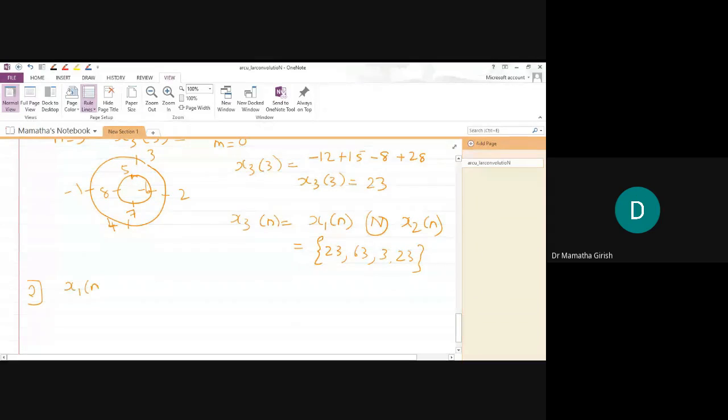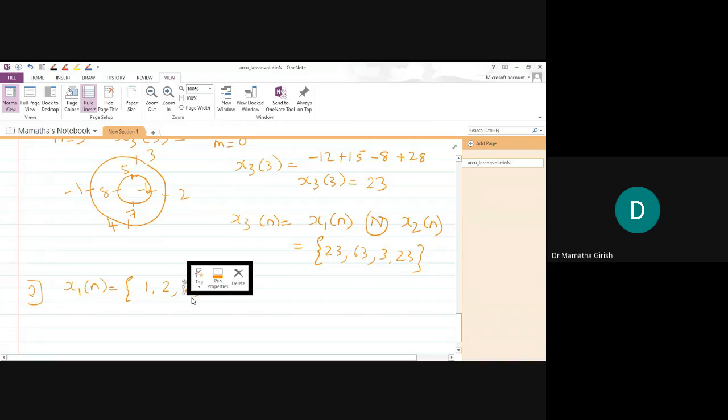I'll define x1 of n as 1, 2, 2, minus 3. I'll make this 6, so it shouldn't be very confusing. Okay, I'll just make this 1, 2, 4, minus 3, and x2 of n as 3, minus 2, 7, 4.